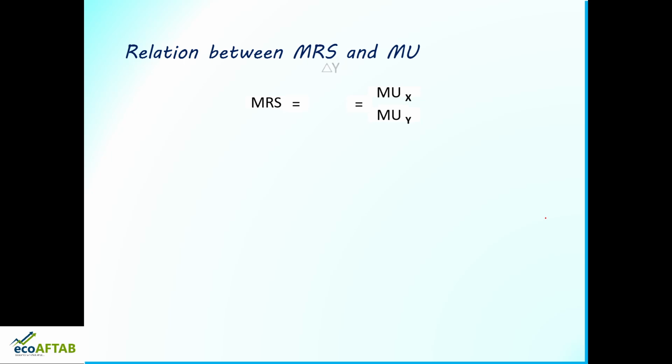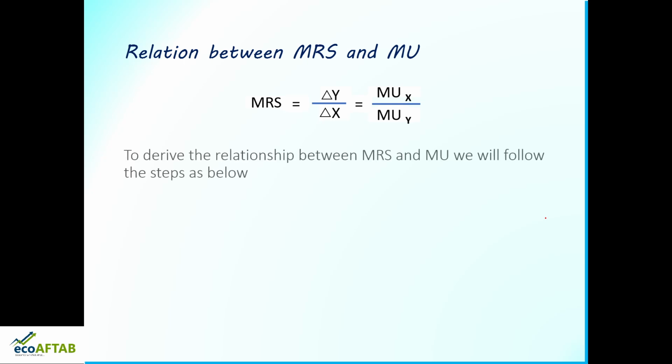Yes, it is change in Y because of change in X, which is nothing but the slope of indifference curve. So MRS is equal to delta Y by delta X, which in turn is equal to marginal utility of X divided by marginal utility of Y. Now having understood what this relationship is, we shall see how we have come towards this relationship.